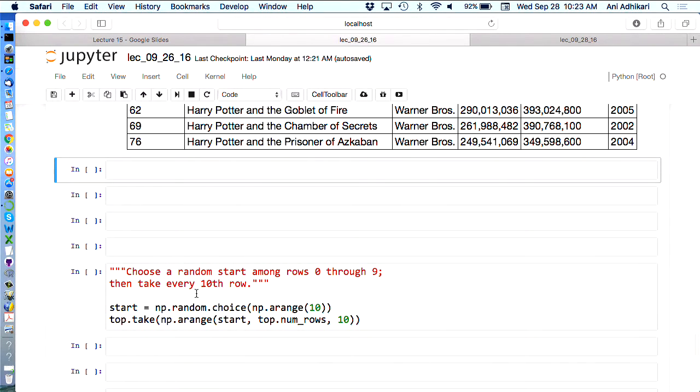Okay. So here's the code. The starting point is np.random.choice of range 0 through 9. And then we're going to take that starting point and every 10th one.